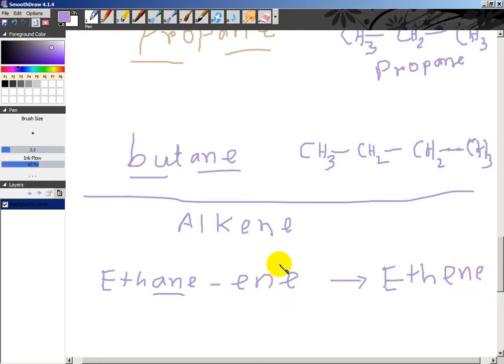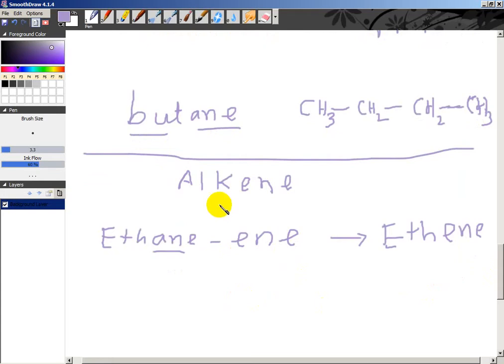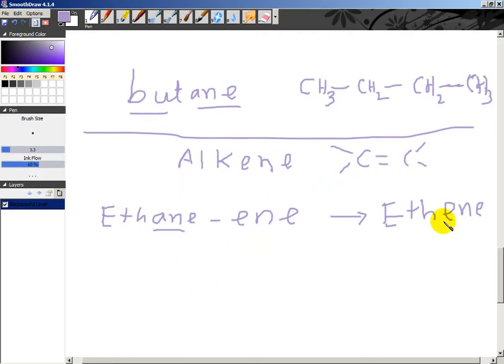Okay, this is the alkene homologous series, and its functional group is the carbon-carbon double bond. Carbon-carbon double bond is the functional group of alkene. So in an alkene, if we see the ENE suffix, we will understand this is an alkene, at least one carbon-carbon double bond is present in the compound, or it means two.